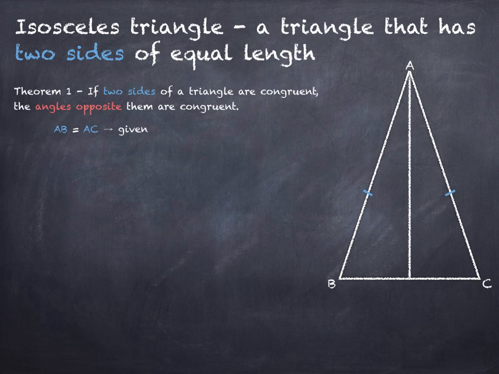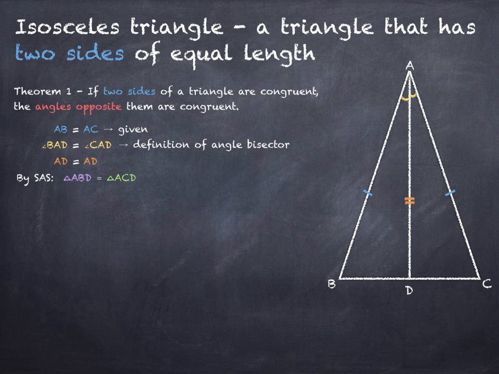Let's draw a line A to D, and let that be our angle bisector, meaning that angle BAD equals angle CAD. We also know that, of course, AD equals AD. So by side angle side, triangle ABD is congruent to triangle ACD. Thus, angle ABD is equal to angle ACD.